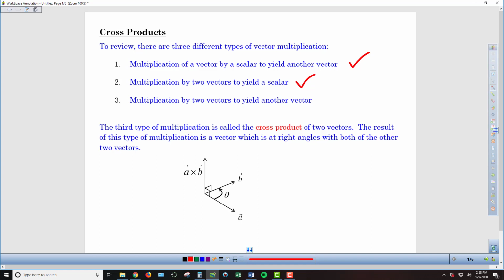And so in our lesson today, we're taking a look at a third type of vector multiplication where we multiply two vectors in such a way that we end up with a new third vector that is perpendicular to both of the original two. So that's what we see in the diagram in front of us.